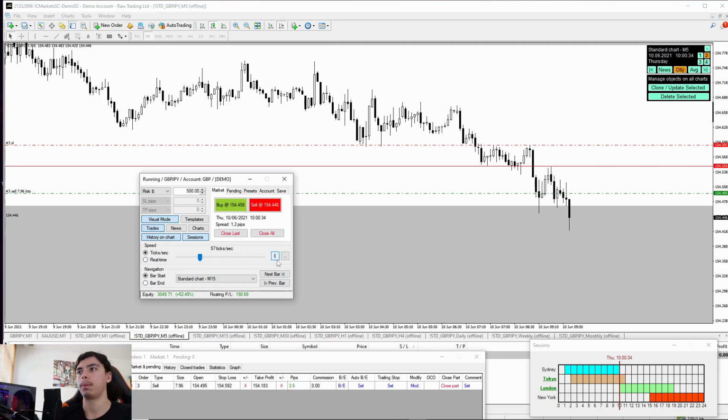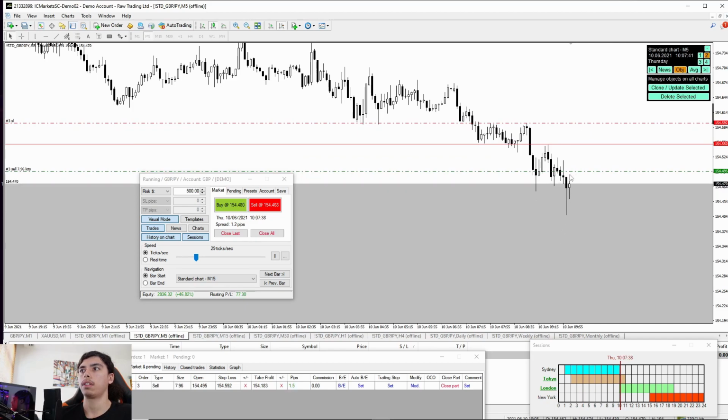Oh, that's a big push. This rejection here, I don't like. So I don't want to see this close above my entry, to be honest. If this closes above my entry, I might consider closing half, just because of where I'm selling. But for now, this is looking pretty good.